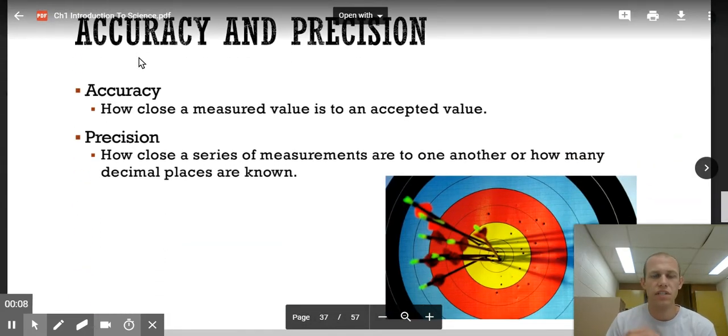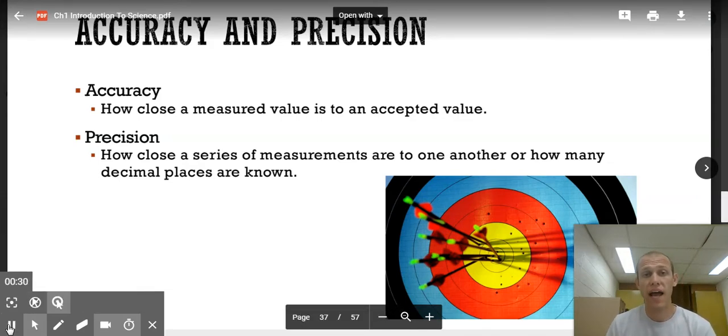Before we talk about what significant figures are, I want to talk about two vocab words, which are accuracy and precision. Accuracy is how close a measured value is to an accepted value, whereas precision is how close a series of measurements are to one another, or how many decimal places are known. When you're talking about accuracy, think about a bullseye. It's how close you are to the center of it. When thinking about precision, think about how close repeated attempts are to one another.